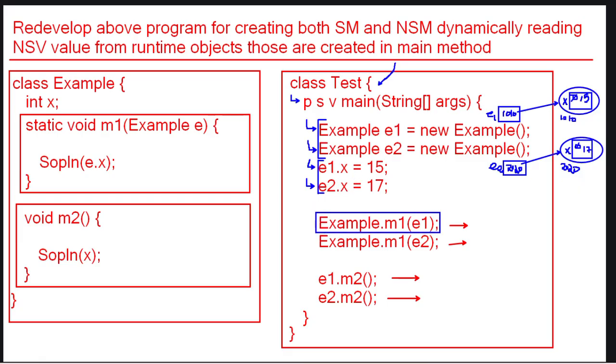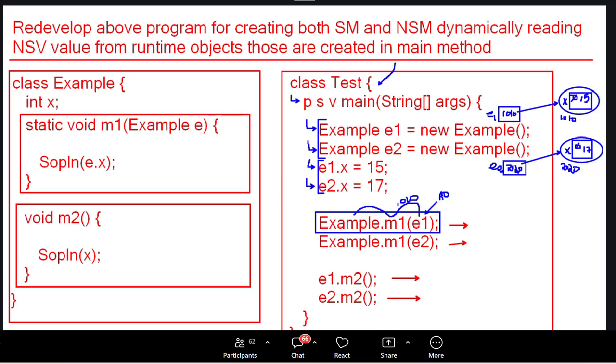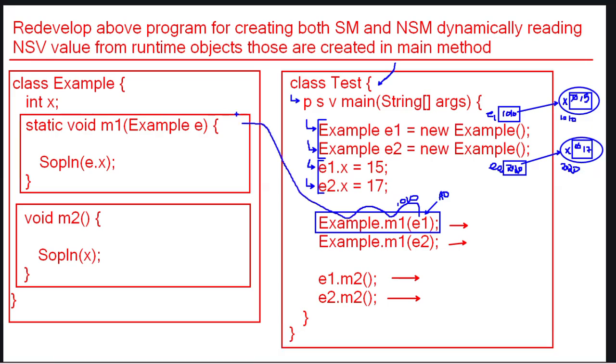What is the meaning of this statement? Is e1 going as a current object or an argument object? Here e1 is an argument object, because you wrote it in the parentheses. By passing e1 as an argument, 1010, the m1 method of which class is executed? The Example class. Control comes to the Example class m1 method with reference 1010. This 1010 is the argument. Whenever you call a method, always first what statement is executed?